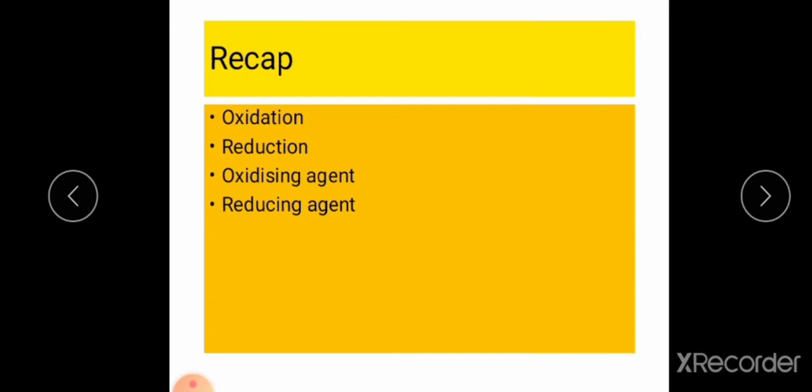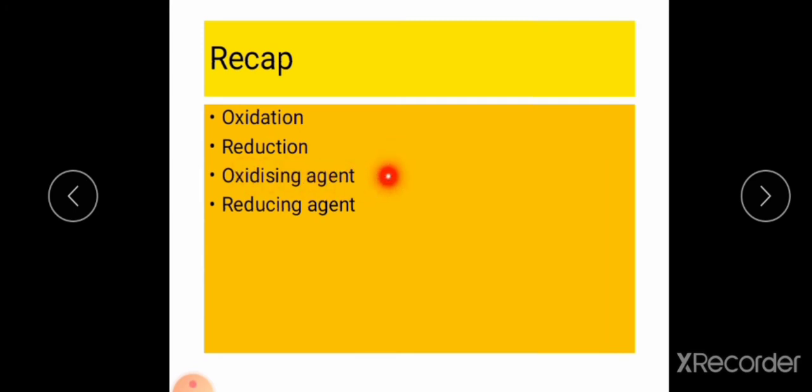In the previous class, I introduced four terms for you: oxidation, reduction, oxidizing agent and reducing agent. What is oxidation? Oxidation is the process of loss of electrons. Then what is reduction? Reduction is the process of gain of electrons. As I told you, oxidation equals reducing agent and reduction equals oxidizing agent.